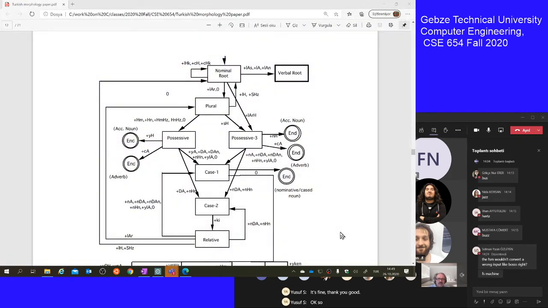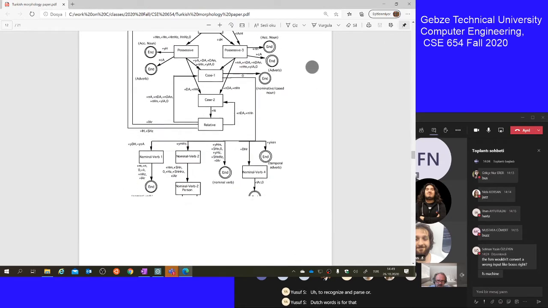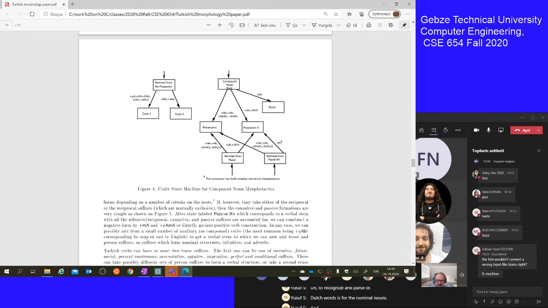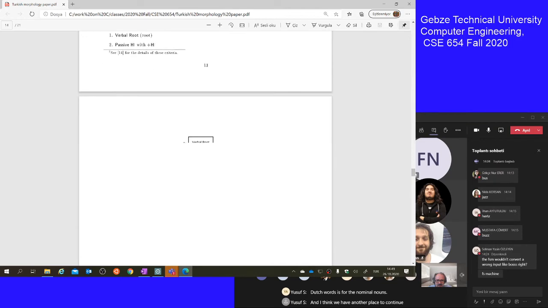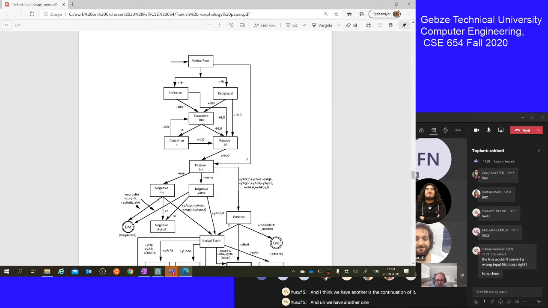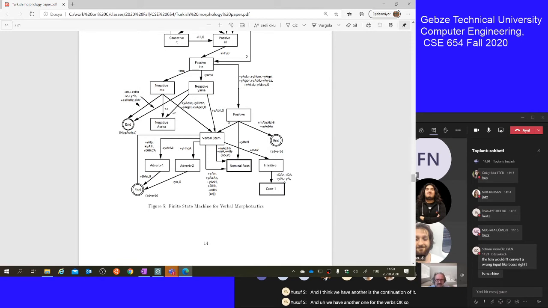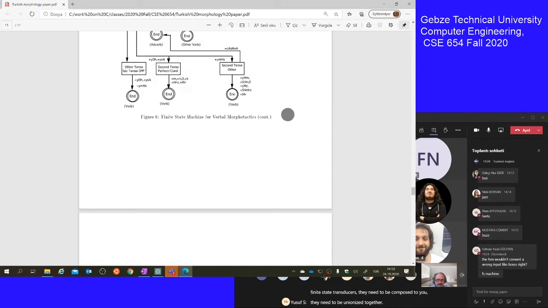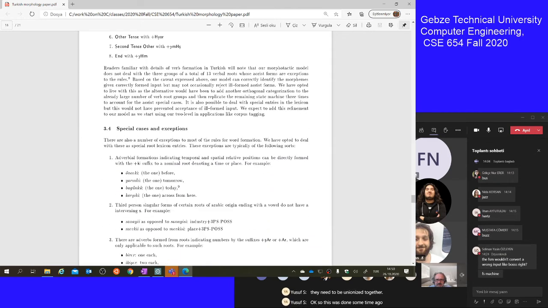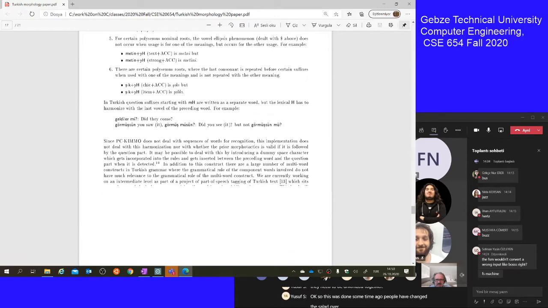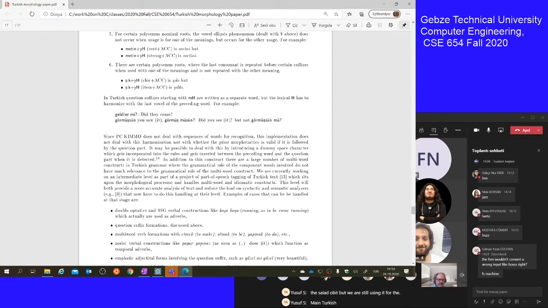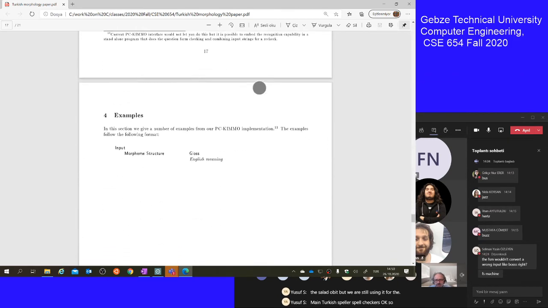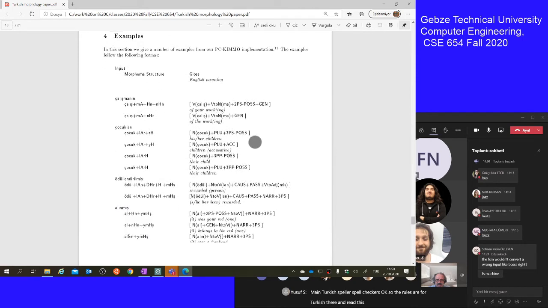Okay, so this is a finite state transducer again, to recognize and parse our Turkish words. This is for the nominals, and this is the continuation of it. And we have another one for the verbs. So separate finite state transducers need to be composed, unionized together. This was done some time ago. People have changed it a little bit, but we are still using it for the main Turkish spell checkers. The rules are for Turkish.